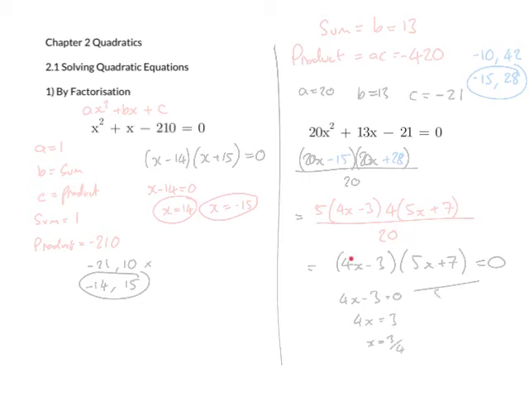Particularly when there's a number in front of x, like 4 is in this case, or 5, it's worth writing it down and proceeding all the way through your working to get these numbers 3 and 4 or 7 and 5 in the right positions.